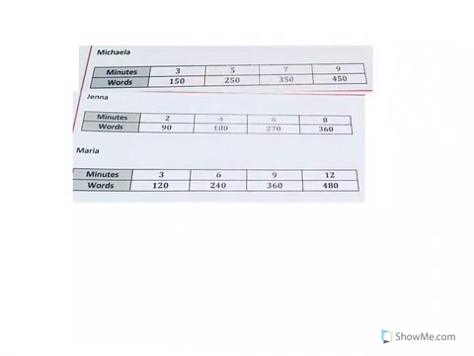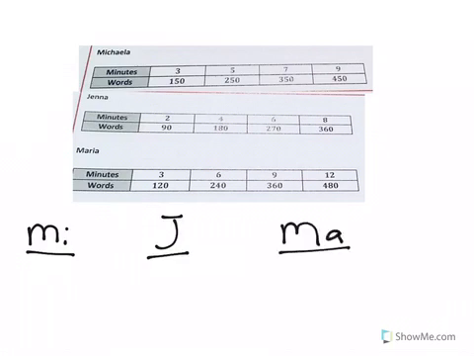Now, if we wanted to compare, I'm going to say Michaela, M-I, Jenna, J, obviously, and Maria will say M-A. If we wanted to compare and find out who can type the most words, or who can type the fastest, and we wanted to put that in order, there's a couple of different ways we could look at that.